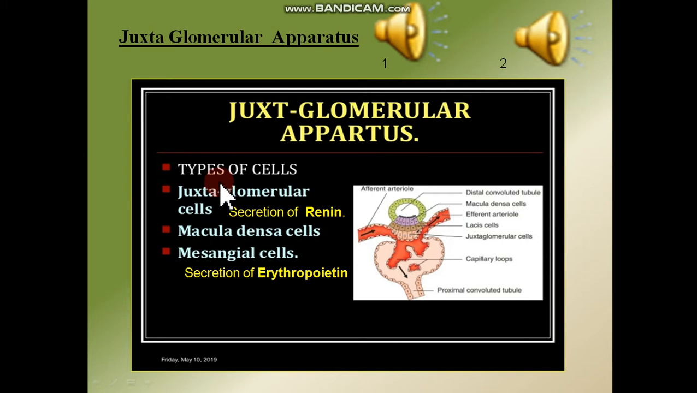And this is a juxtamedullary apparatus. There are various types of cells present in the juxtamedullary apparatus: juxtamedullary cells, macula densa, and the mesangial cells. Juxtamedullary cells are involved in the secretion of renin, which is a hormone.